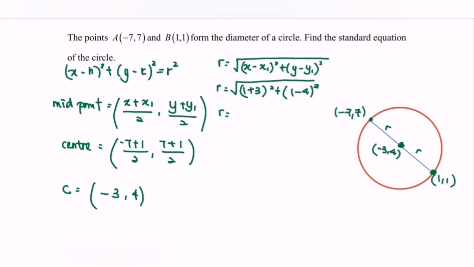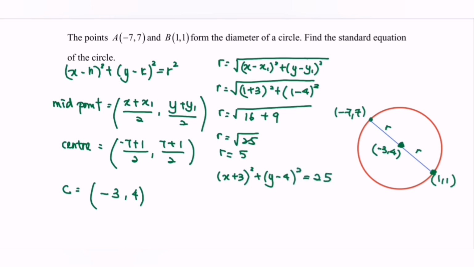So r is equal to the square root of (1 plus 3) squared, 4 squared, so we will have 16, plus (1 minus 4), we will have -3 squared, so we will have 9. So r will be equal to the square root of 25. So r will be equal to 5. So finally, substitute the center and the radius into the standard equation of the circle. So (x plus 3) squared plus (y minus 4) squared is equal to 25. So here we have the standard equation of the circle.